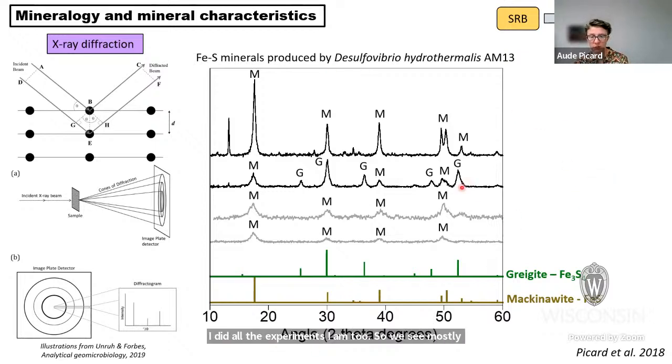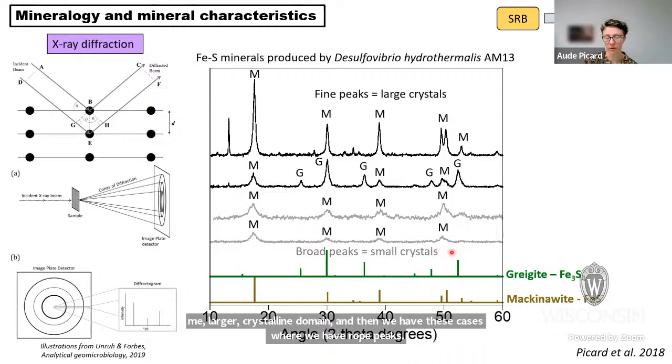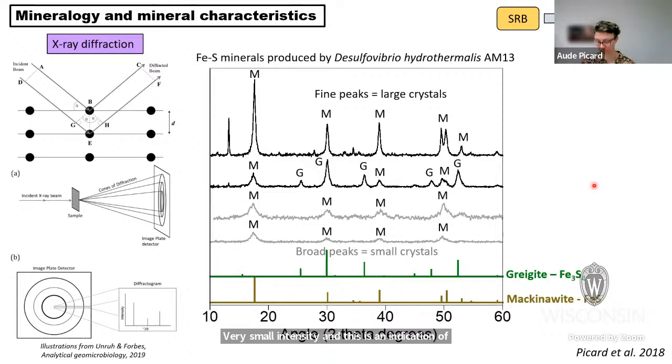So I've identified the peaks in those spectra. What you can see is that in some cases we have these fine peaks with high intensity, which is a way of showing that they are more crystalline and forming larger crystalline domains. And then we have cases where we have broad peaks with very small intensity, and this is an indication of smaller crystalline domains.